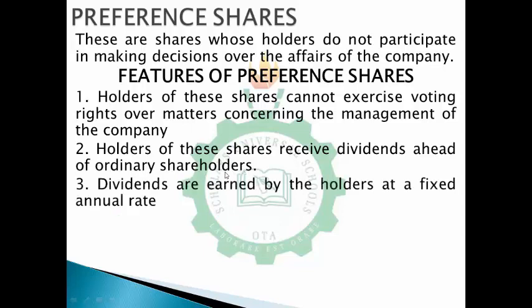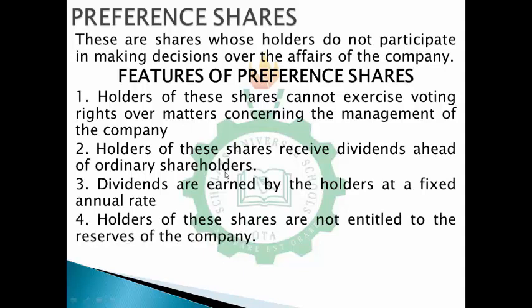All right. Another feature of preference shares is that dividends are earned by holders at a fixed annual rate. For every preference shareholder there is a fixed annual rate that year in, year out they will get. Unlike the ordinary shareholders, if the business is doing extremely well, after giving the preference shares, they will now settle the ordinary shareholders. The ordinary shareholders do not have a fixed annual rate, unlike the preference shares. So if the business is doing well, they will get the fixed annual rate. If they are not doing well, they will still get their fixed annual rate.